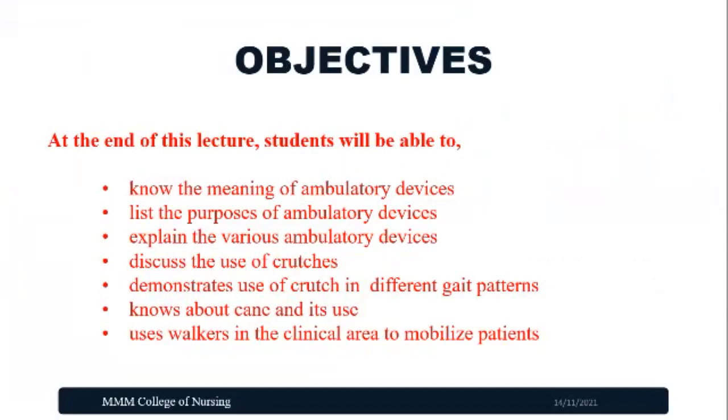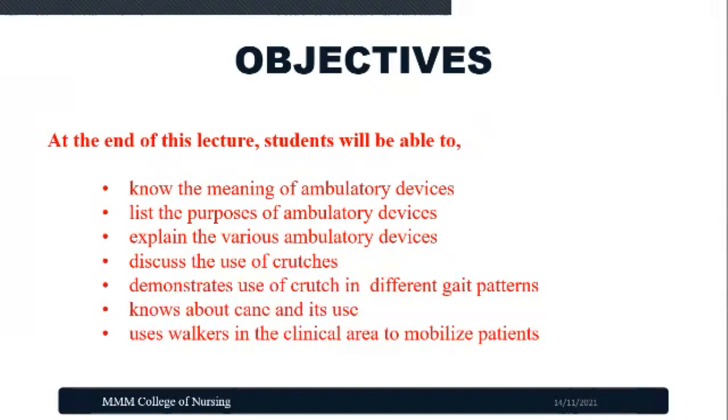Some of the objectives framed to be covered in this video are, at the end of this lecture, students will be able to know the meaning of ambulatory devices, list the purposes of ambulatory devices, explain the various ambulatory devices, discuss the use of crutches, and demonstrate the use of crutch in different gait patterns. They will also know about the cane and its use and how to use the walkers in the clinical area to mobilize patients. These are some of the major objectives framed to be covered in this video.